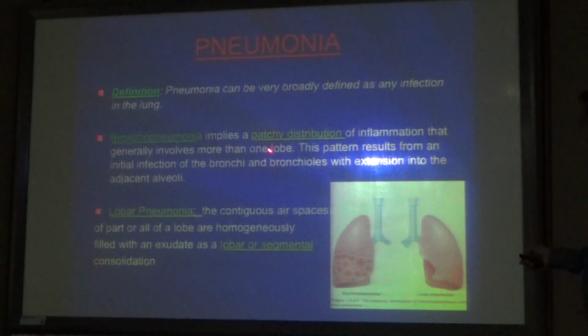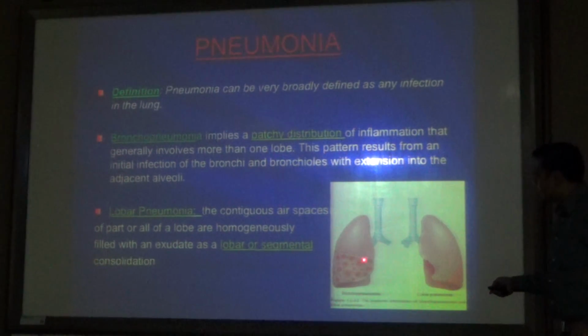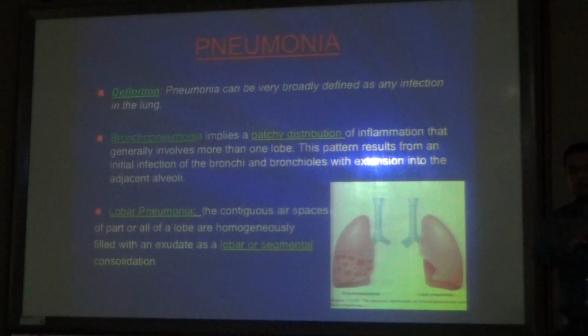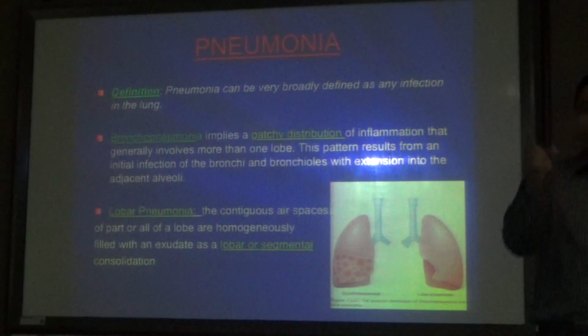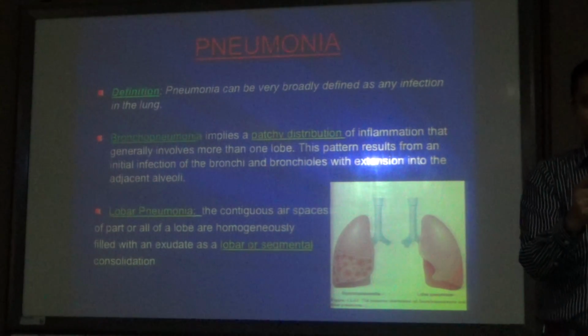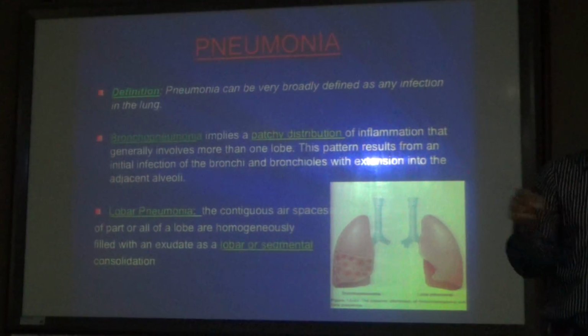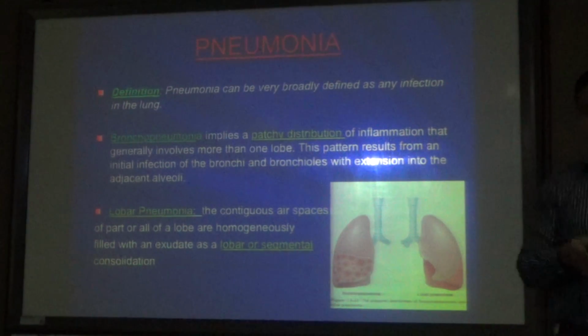Bronchopneumonia, lobar pneumonia. In bronchopneumonia you can see patchy areas here and there. Whereas in lobar, the entire lobe is affected, either lower lobe, upper lobe or middle lobe. Or else the segments, we have 9 segments. Either one of the segments completely, one complete segment will get affected. That's lobar.